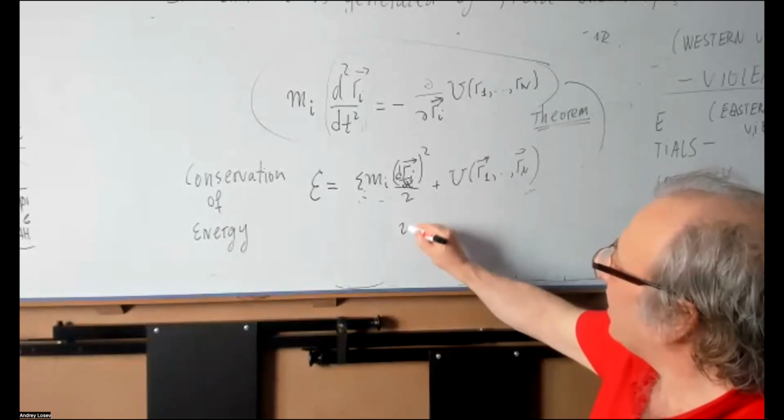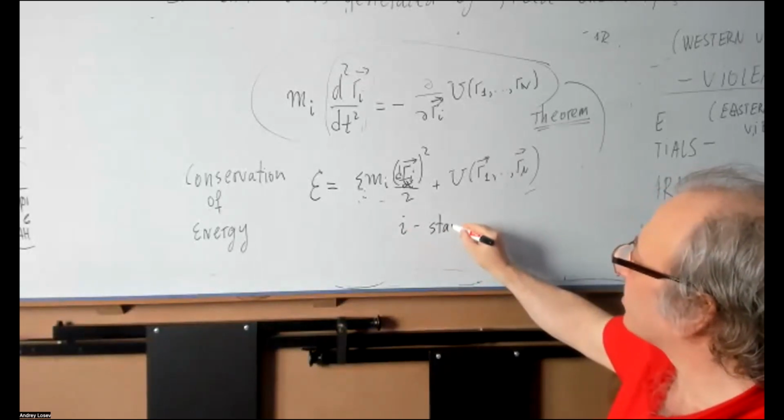A short question: in this equation, is i a coordinate component or a particle index? i stands for the number of particles.